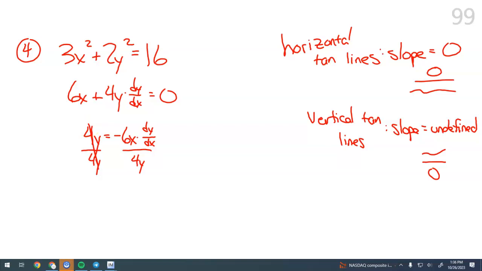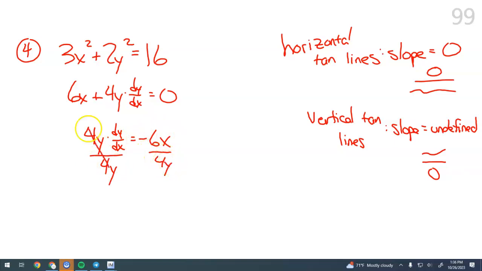That's not how algebra works. Divide by negative 6x. I don't know what just happened. 4y times dy/dx equals negative 6x. Okay, divide by 4y. And we don't really have to work with it, so it's okay if you don't reduce it. You could, though, but I'm just going to leave it like that.